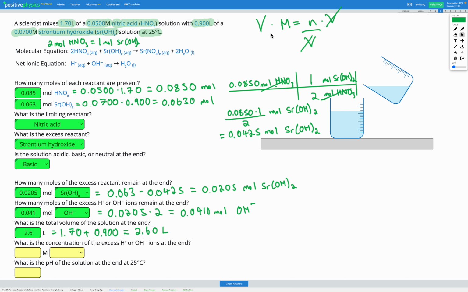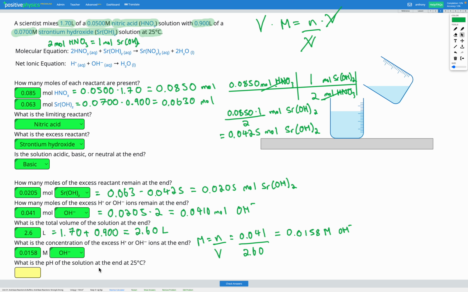Now we're going to use our molarity equation to figure out our molarity. Remember, molarity is number of moles divided by the volume. Our number of moles is 0.041 moles of hydroxide ions. Our volume is 2.60 litres. So if we put that on our calculator, we get a concentration of 0.0158 molar of hydroxide ions. So let's go ahead and fill that in. 0.0158 molar of hydroxide ions.